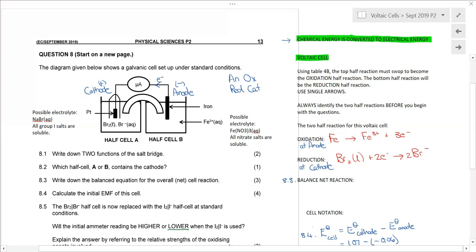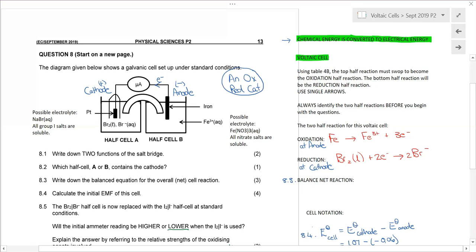Oxidation always occurs at the anode, reduction always occurs at the cathode. So we can have a little rhyme: An Ox, anode, oxidation; Red Cat, reduction at the cathode. So if oxidation is my iron half reaction, this half cell B will be my anode, and half cell A, where reduction takes place, will be the cathode.